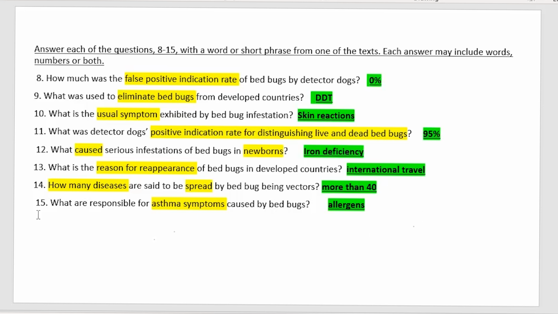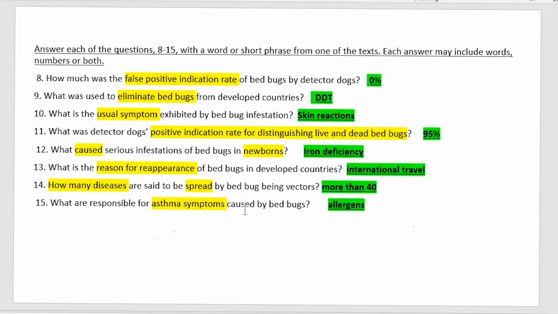Next, question number 14. How many diseases are said to be spread by bedbugs being vectors? So where is it talking about vectors? You can see the description about the vectors in text D, that is bedbugs as vectors of human disease. And what is the question? How many diseases? So the question is asked about the number, right? How many indicates a number, and diseases is plural.